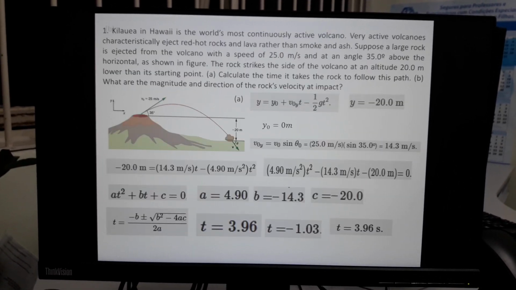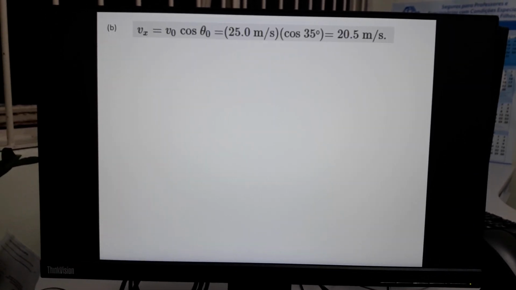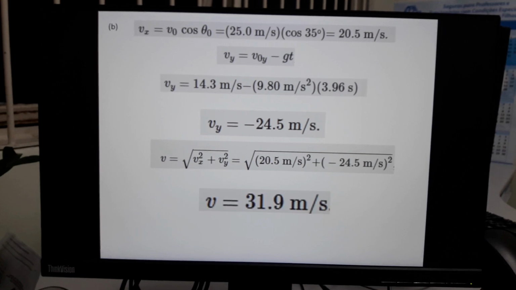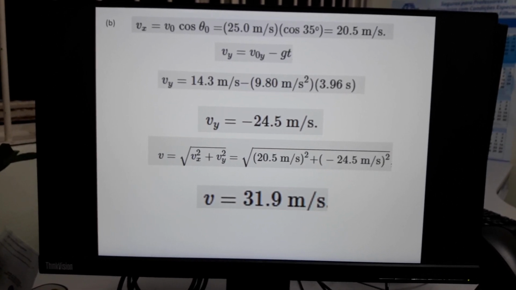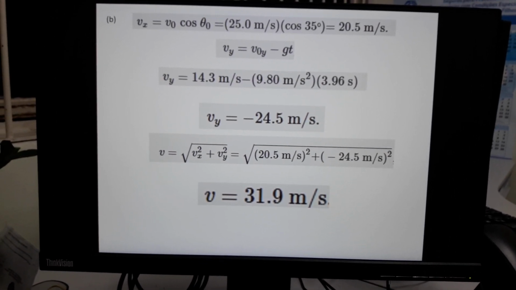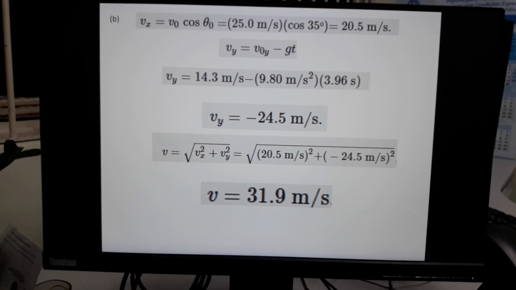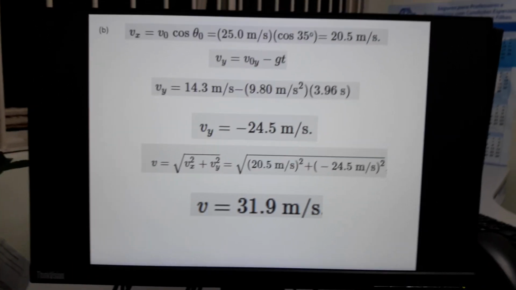That is, what is the magnitude? The magnitude, you will always use this idea of V squared equals Vx squared plus Vy squared, and you will take the square root of these velocities to find this value.